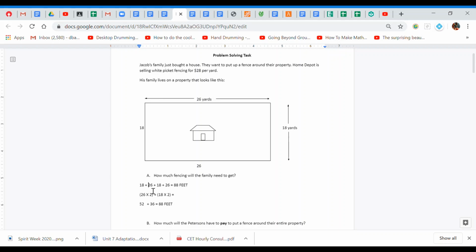We have two 26s and two 18s. This exact method will only really work with rectangles, and we're going to see a pyramid of all different kinds of shapes in today's lesson, though mostly we'll see rectangles.